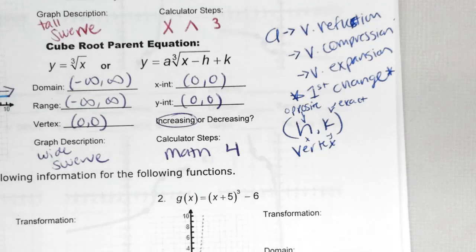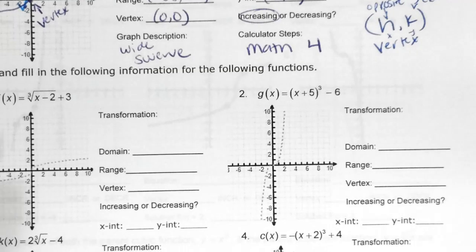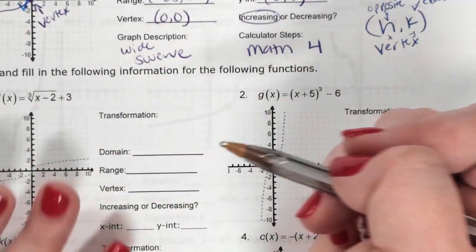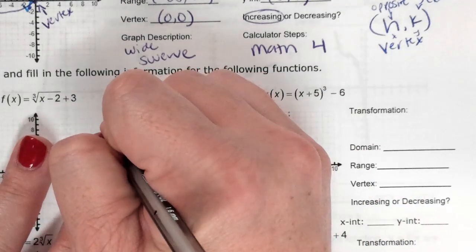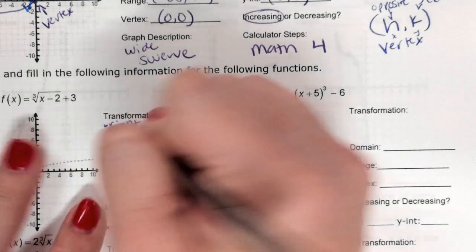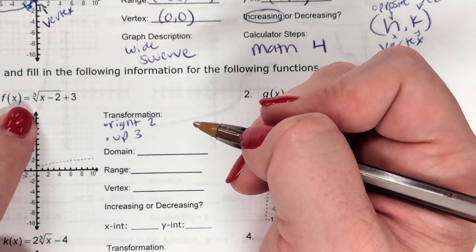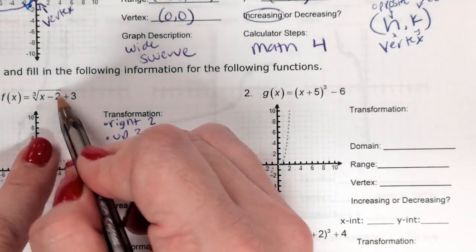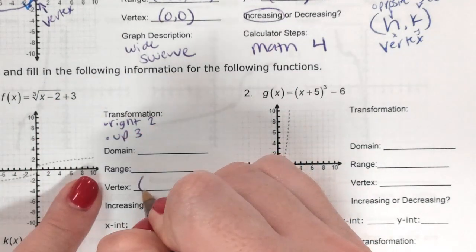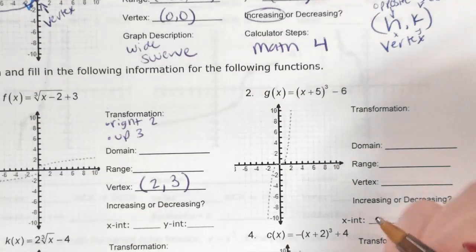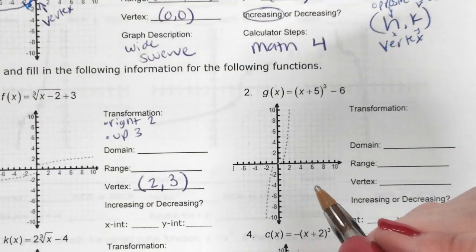So knowing that, let's look at number 1. What transformations is this going to take without even graphing it? What do we know? Right 2, up 3. It has no number in front, so nothing is changing with your A. So that means my vertex is the opposite of the inside. What's the opposite of negative 2? Exact outside. So there's my vertex. I didn't even have to graph it, and I know it.